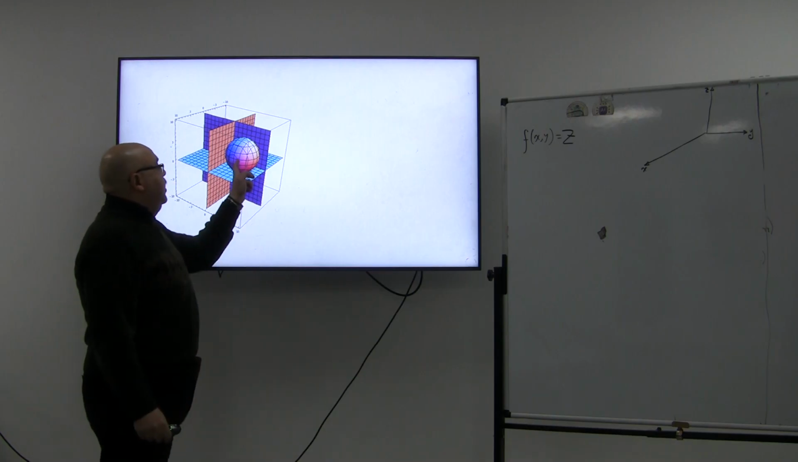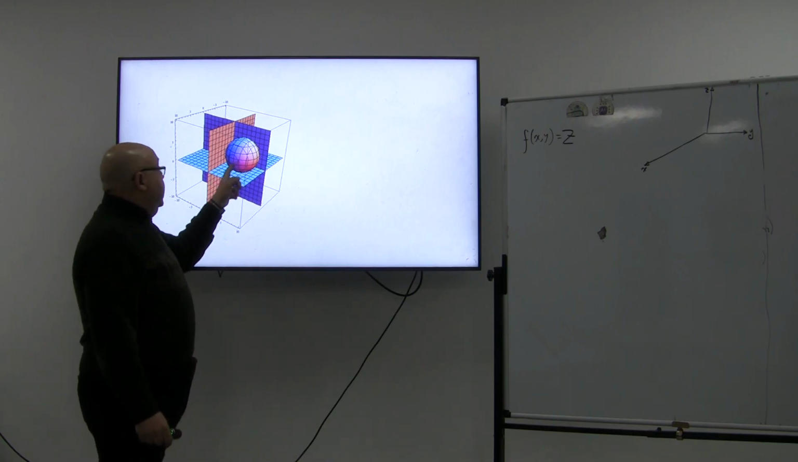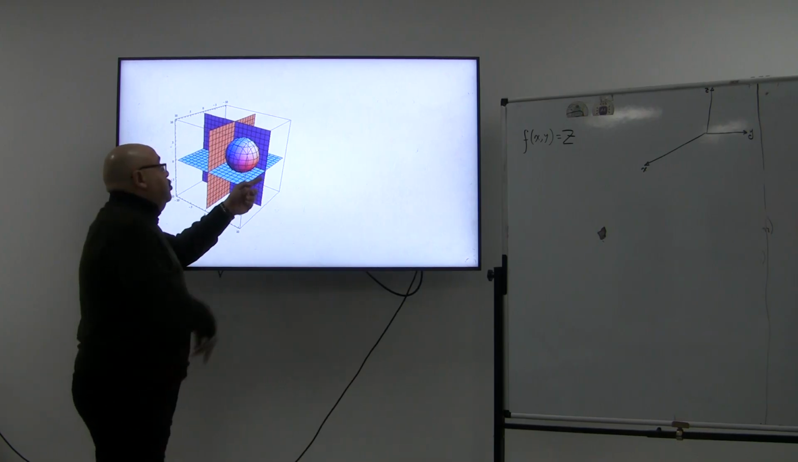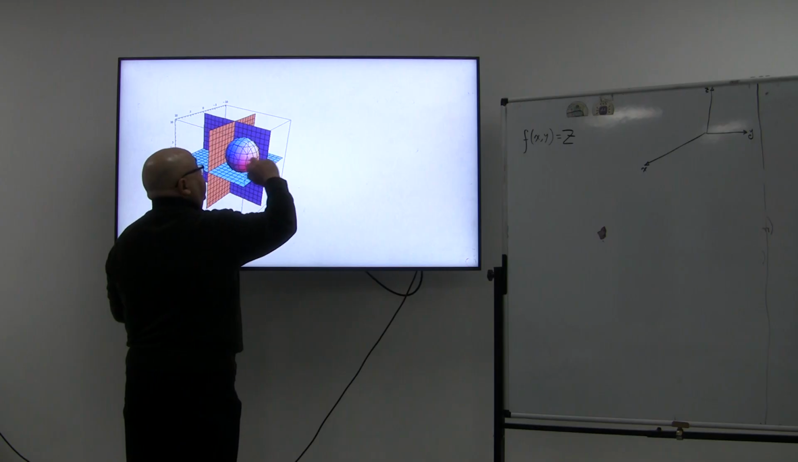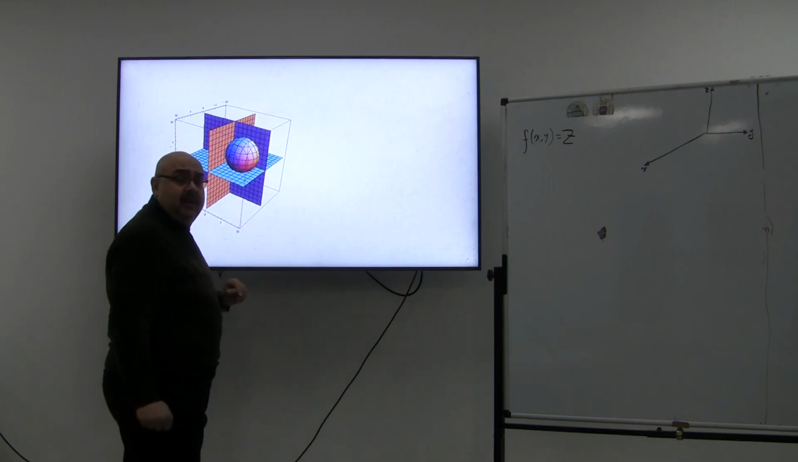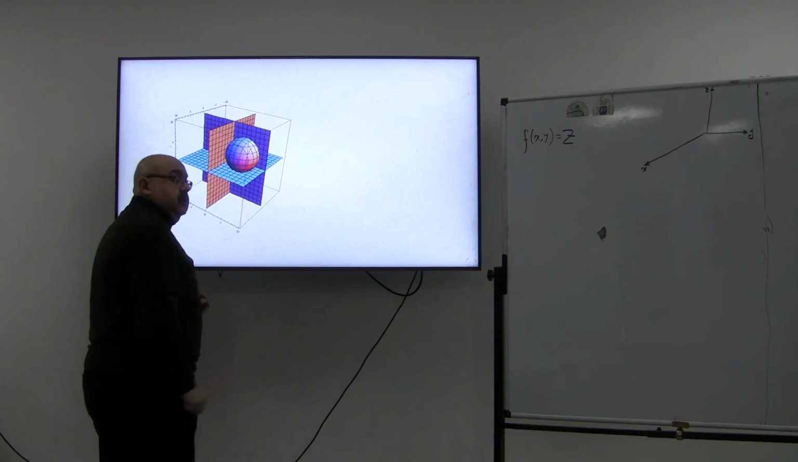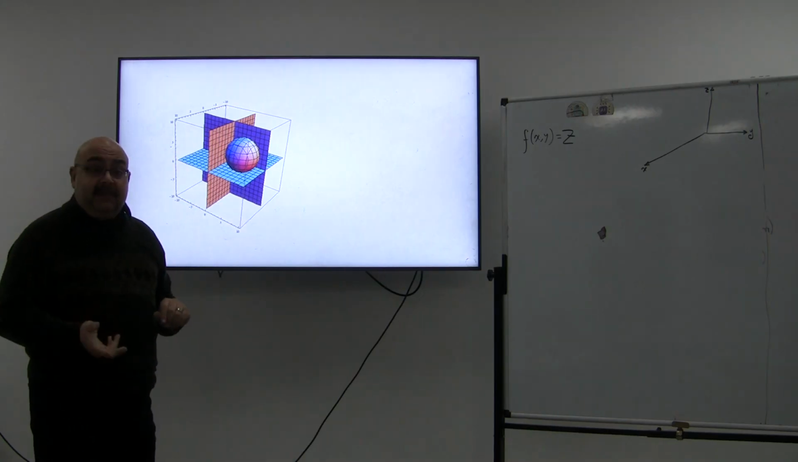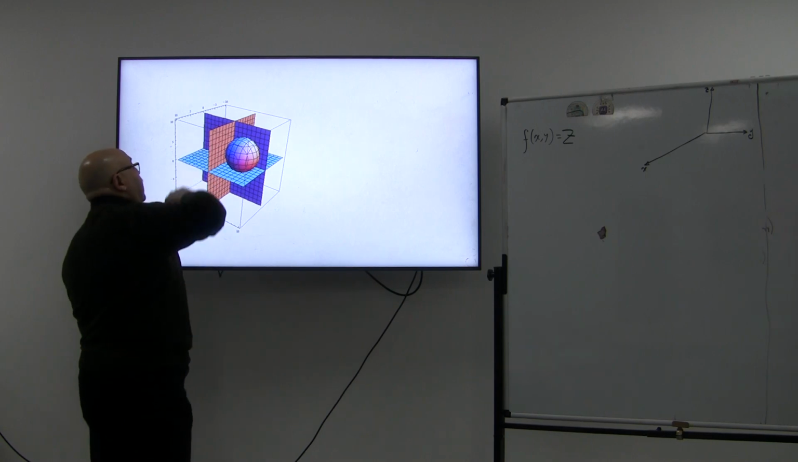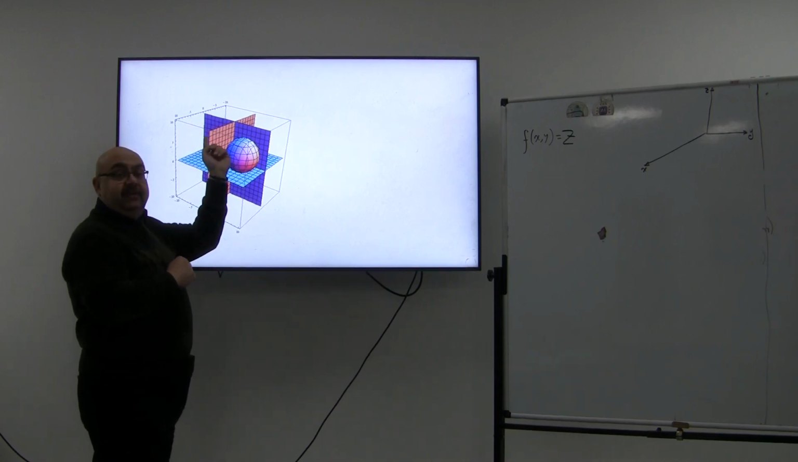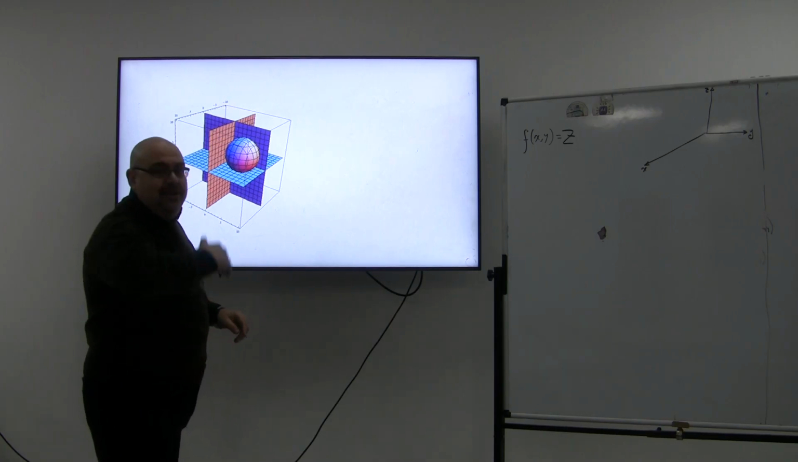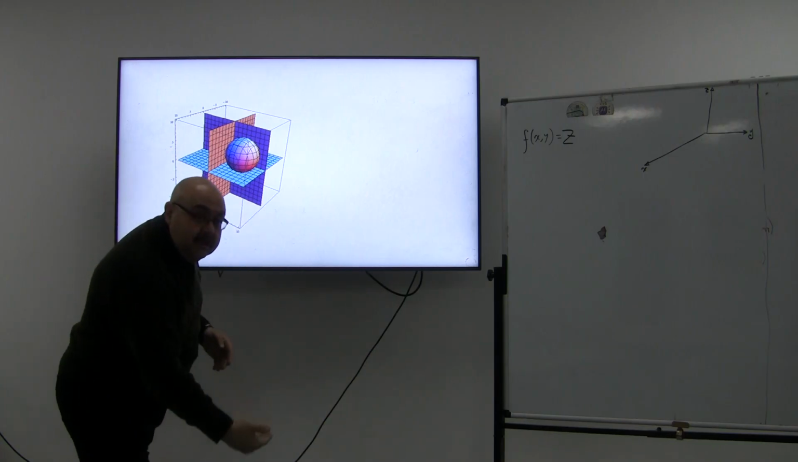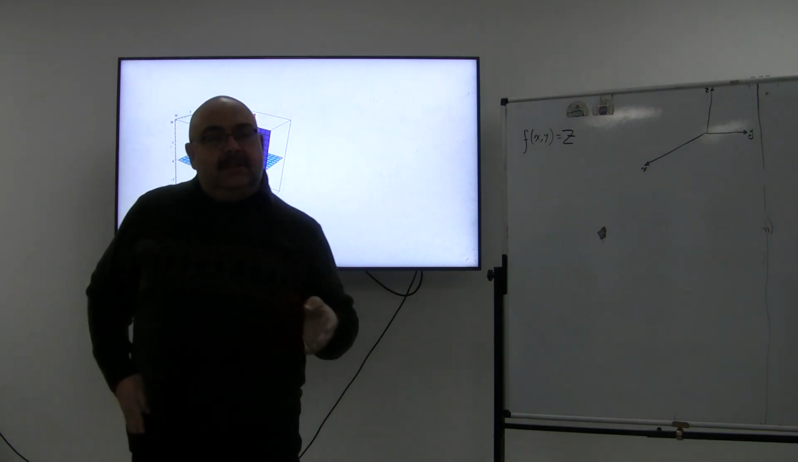Okay? Q1 where x is positive and y is positive. And then you have Q2, where x is negative and y is positive. And then you will have the third quarter where x and y, both of them are negative. And then you will have this one where x is positive but y is negative. So actually, those are 4 quarters. And you have another 4 which are in z negative. So this is actually the space.